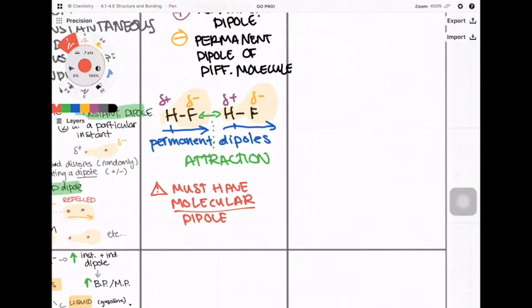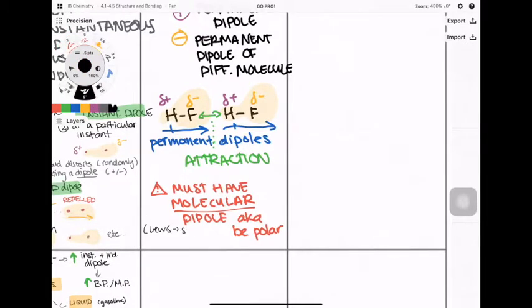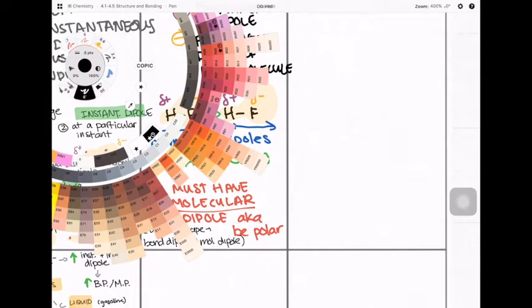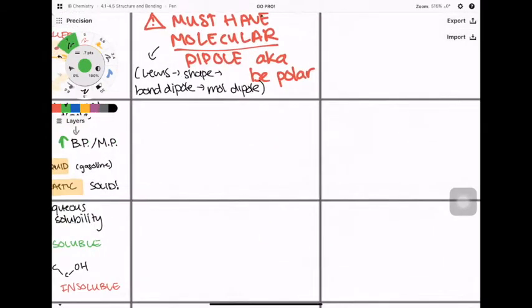Now again, for this force to occur, unlike London dispersion forces that occur in all molecules, these molecules must have a dipole. They must be polar. And again, just a reminder, if you want to figure out if something's polar, draw the Lewis structure, figure out the shape, figure out whether we have bond dipoles, and then figure out if there's an overall molecular dipole.